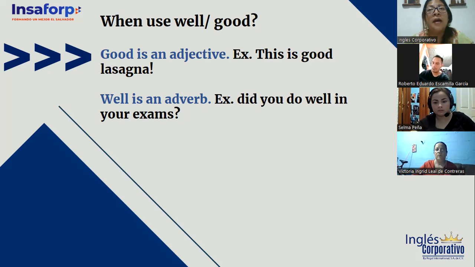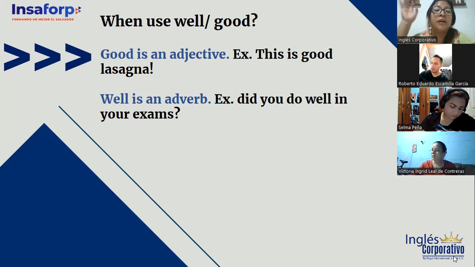How good is your sister, for example. Okay, estamos hablando de una persona. Or how good is the food in that restaurant? Okay, we're talking about objects, things. But when we use well, okay, well is an adverb. So in that case, it's going to modify verbs. Entonces, en este caso, lo vamos a utilizar cuando hablemos de actions or activities.